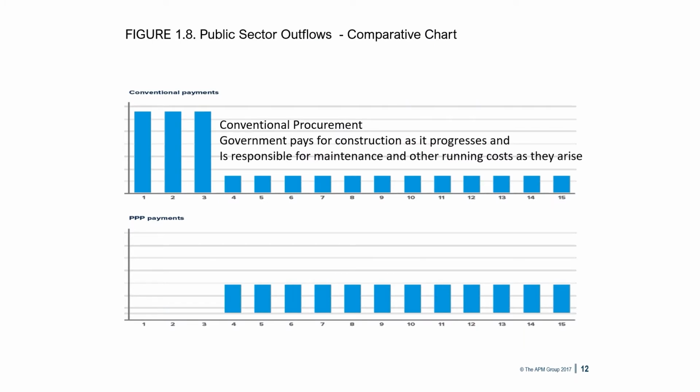So, first of all, let's look at figure 1.8 drawn from the CP3P guide produced by APMG. This is the public sector outflows, and it's a comparative chart between a conventional procurement and a public-private partnership. Under a conventional or traditional procurement, the government pays for construction as it progresses and then is responsible for maintenance and other running costs as they arise.